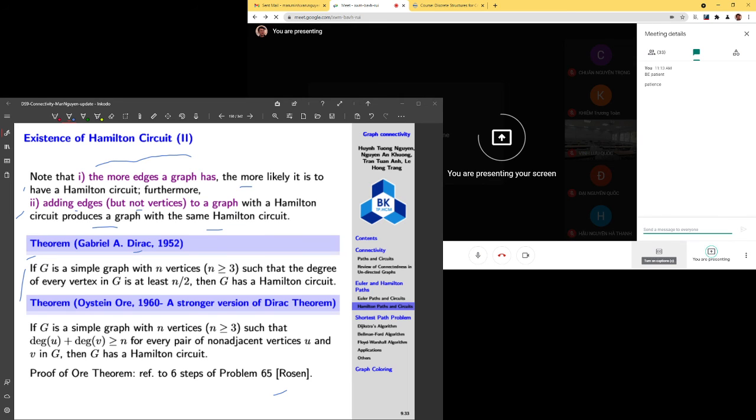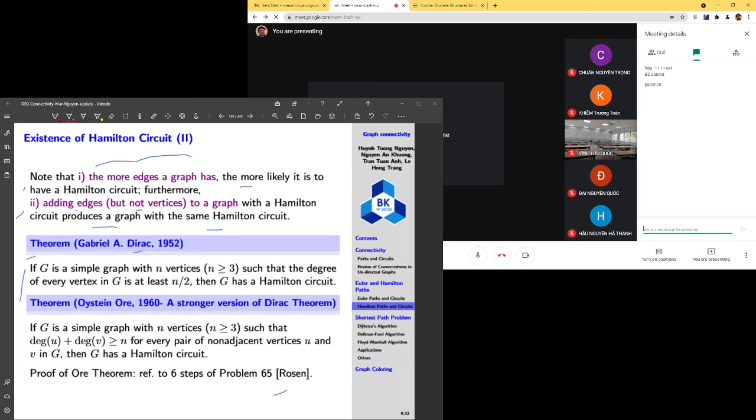We are talking about the two theorems that provide sufficient conditions. So the first one: every vertex in the graph must have degree at least n divided by 2. So this is the first one, from 1952.